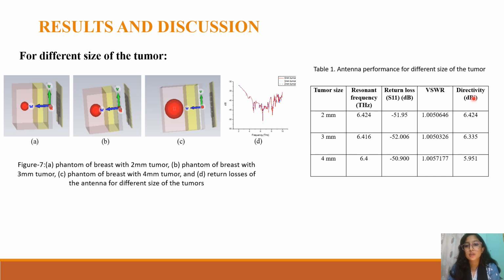Furthermore, with a tumor size of 3 mm, there is another shift in the resonant frequency, and the return loss is minus 50.9 dB. The directivity and VSWR of the antenna also change for the different sizes of the tumor, which are shown in table 1. This indicates that as the tumor size increases, both the resonant frequency and return loss exhibit a greater shift. As the antenna can operate effectively and provide distinct data corresponding to various sizes of the tumor, it has the capability to detect tumors of different sizes.